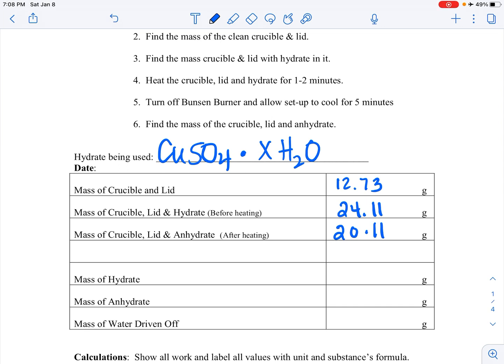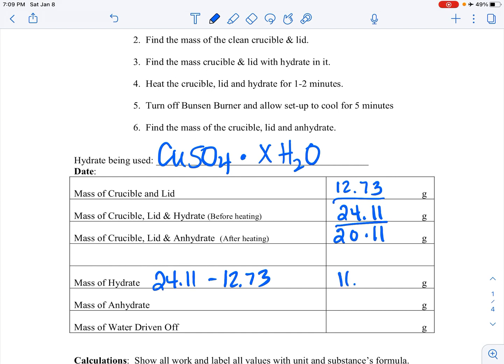So to figure out the mass of the hydrate, we would need to subtract this right here, which has crucible lid and hydrate, and get rid of that. So 24.11 minus 12.73. So let's do that. 24.11 minus 12.73. So this is 11.38 grams of the hydrate.